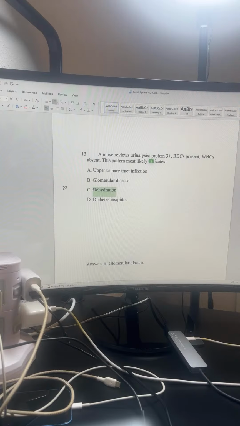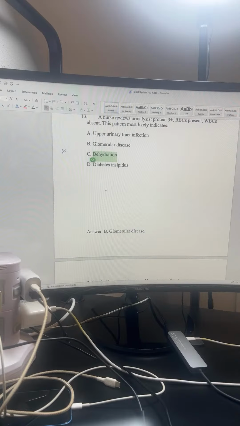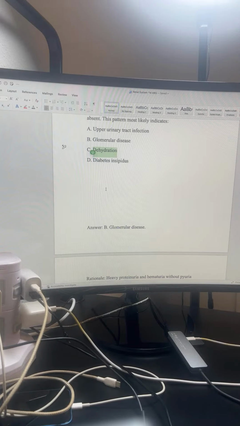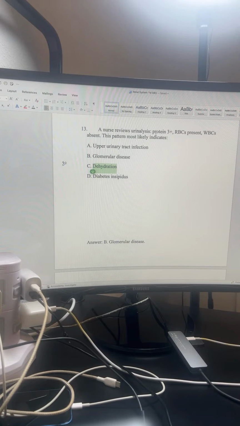Do you have red blood cells present when your patients are dehydrated all the time? Unless something else is going on. All right, so glomerular disease. So heavy proteinuria and hematuria usually suggests glomerular pathology. So you have 3 plus protein, red blood cells present, no white blood cells. So you're not thinking about a urinary tract infection.